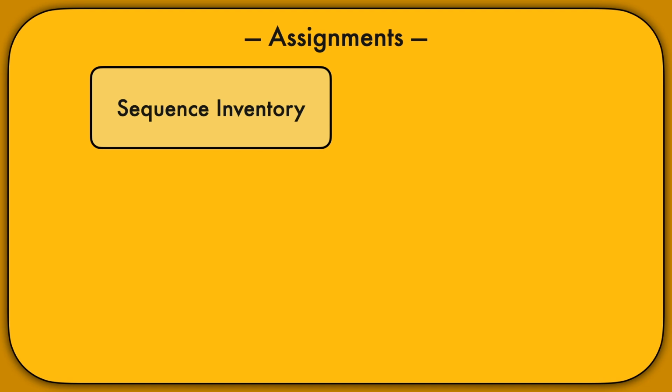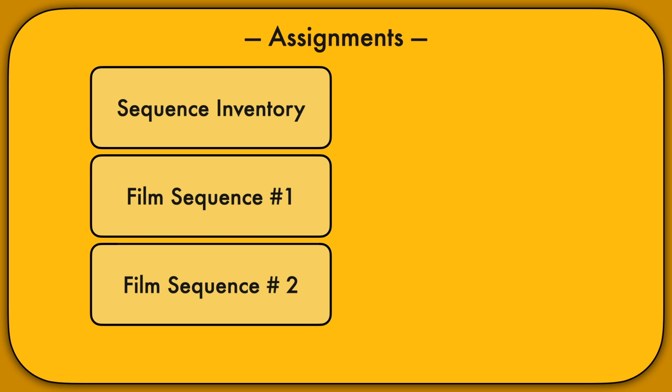That is Pan's Labyrinth, Get Out, or Eternal Sunshine of the Spotless Mind. Next up, 2 film sequences. In order to understand and appreciate how the cinematic sausage gets made, so to speak, you'll each produce and share your own original video content.